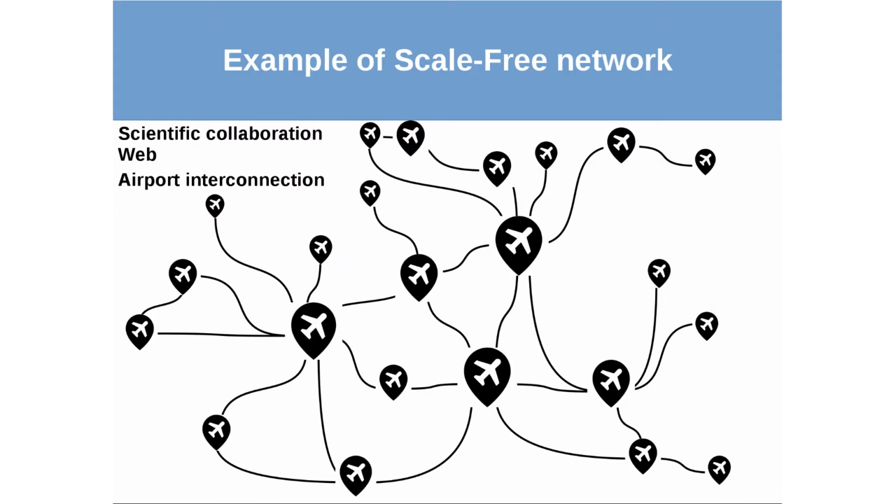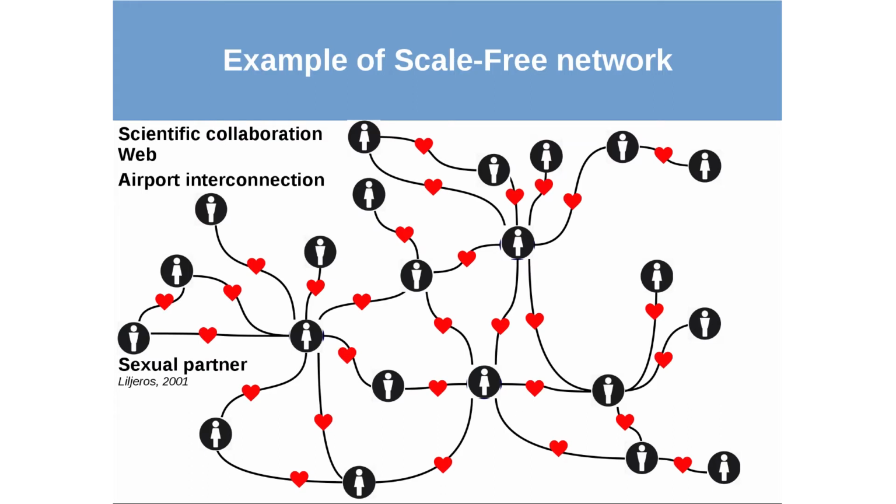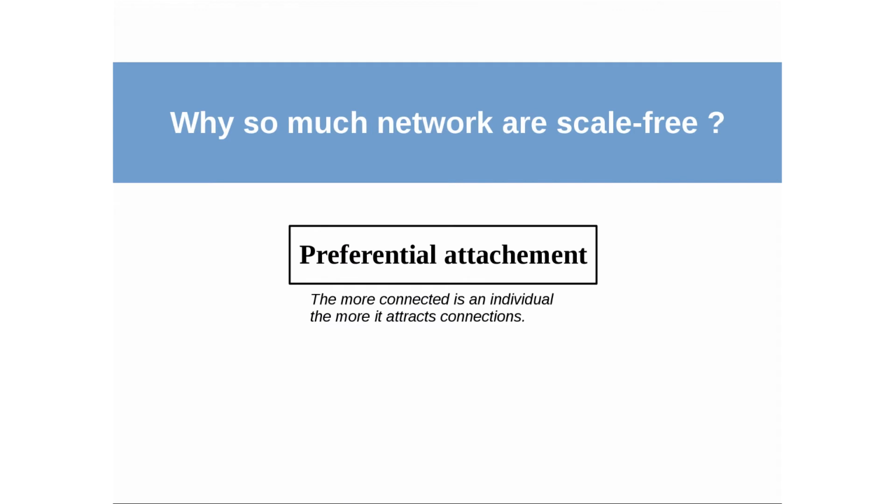For example, the network of the interconnection between airports. Or again, the network of sexual partners, as shown by Liljeros in 2001. One can wonder why so many networks adopt this scale-free structure. It is due to the mechanism of preferential attachment.